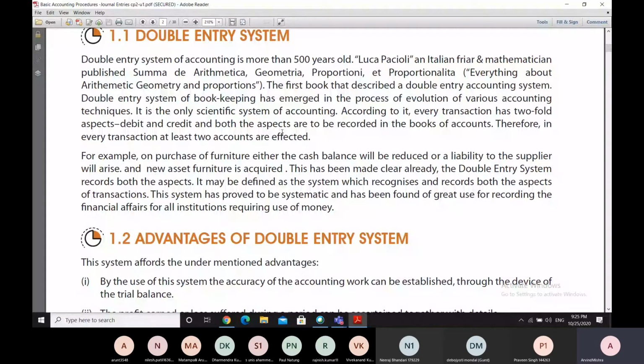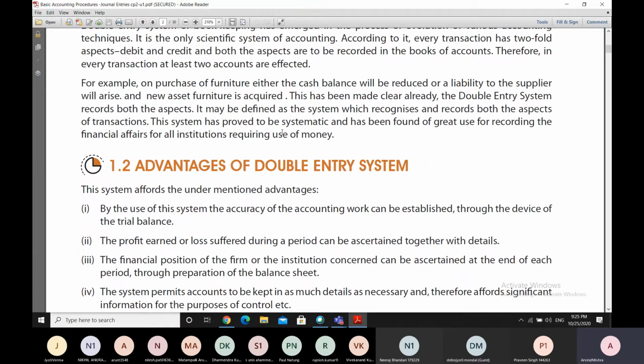Now this system has proved that it is a systematic system and has been found to be of great use for recording the financial affairs for all institutions which require the use of money. As you have seen, it is the money value that is recorded in the books of accounts. Now, what are the advantages of double entry system?